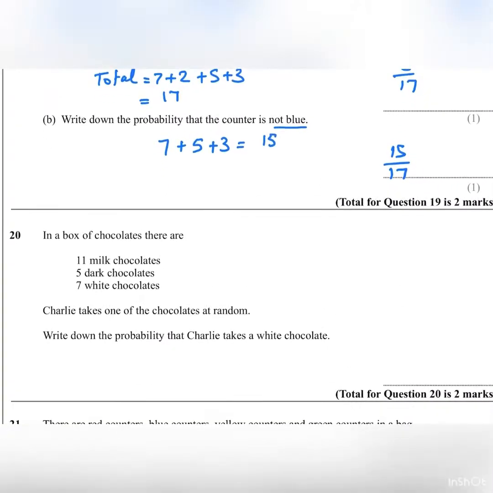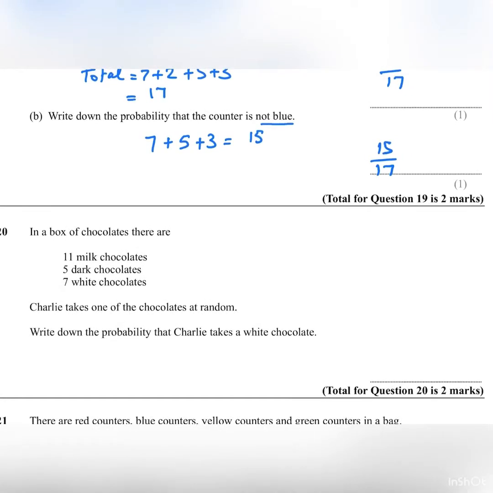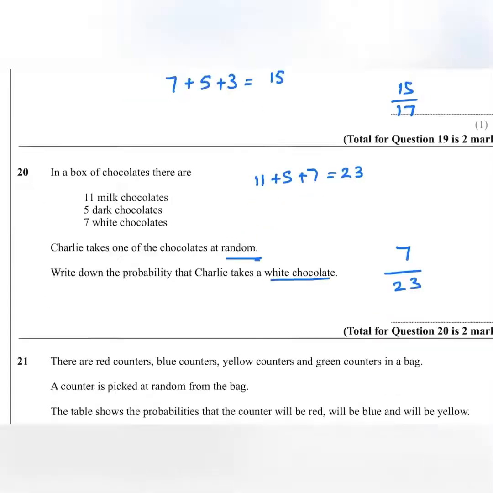Okay, number 20 is, in a box of chocolates, there are 11 milk chocolates, 5 dark chocolates, and 7 white chocolates. Charlie takes 1 chocolate at random. Work out the probability that Charlie takes a white chocolate. So add all the chocolates together first. 11 plus 5 plus 7. So 12 plus 11, which is 23. And then altogether, there are 23 chocolates, and the white chocolates are 7. Okay, 7 out of 23.